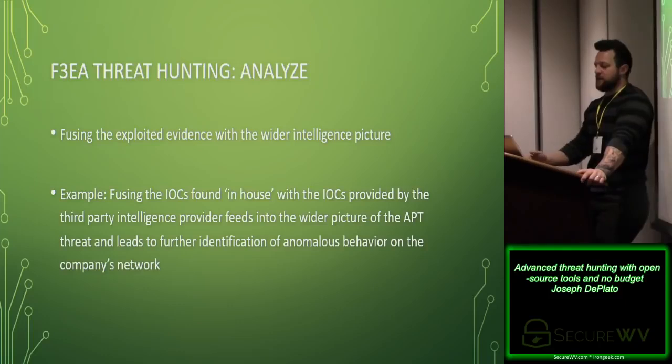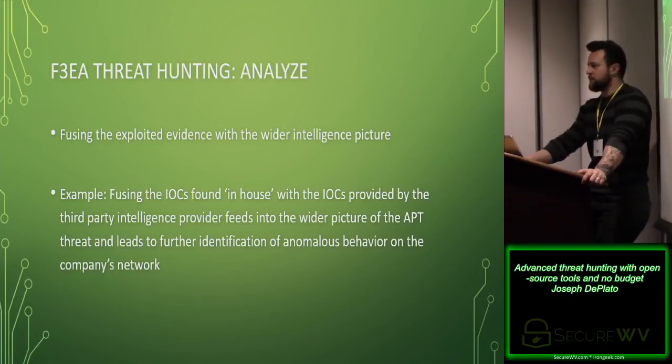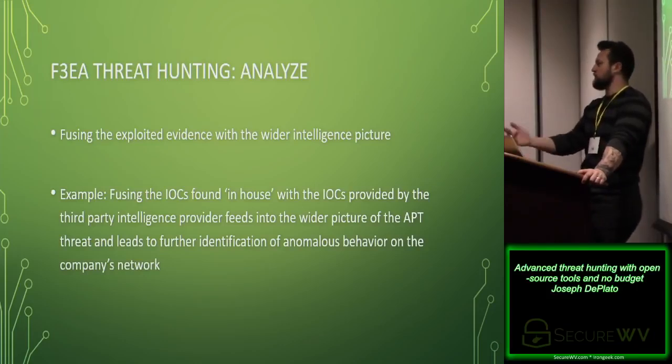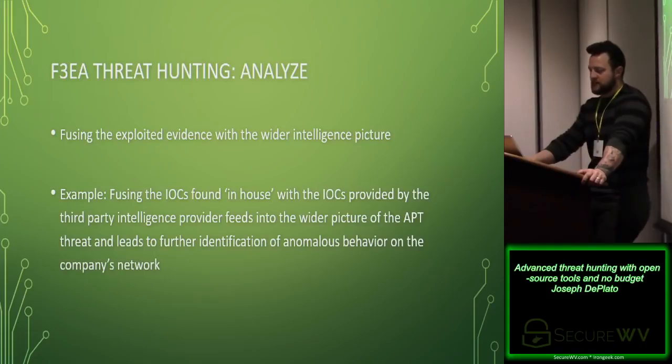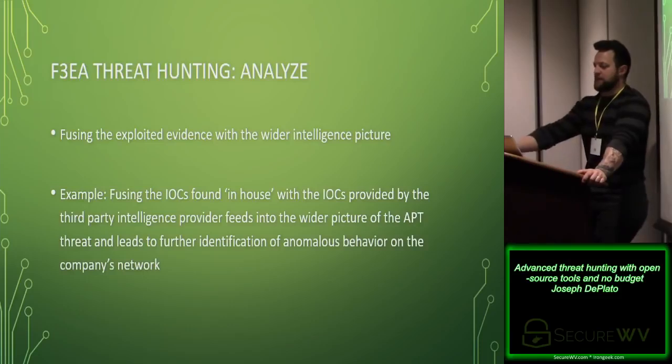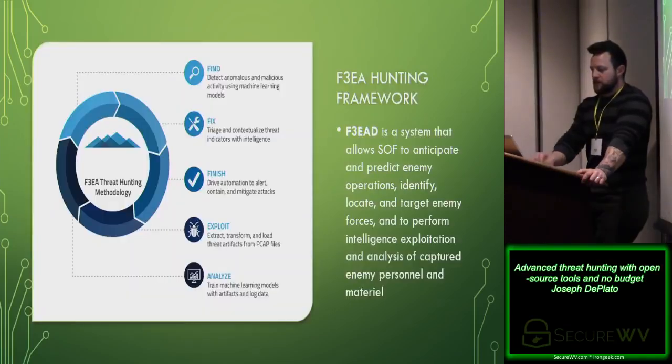So we fuse all of that data, all of that evidence with the wider, we'll call it intelligence picture. So taking our in-house IOCs that we found, and then our third-party threat intelligence feed, and then looking to see if we can have any type of attribution, if we can determine who this person is. Is it a single individual, is it an insider threat, or is it, I doubt it's a nation state, but is it an APT that's looking to get into our network that we've been able to identify their anomalous behavior.